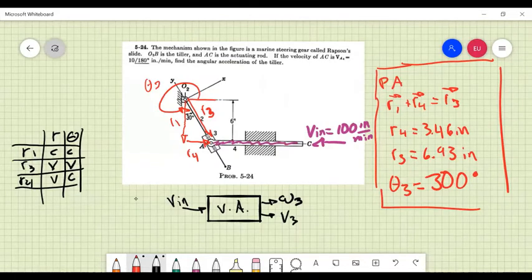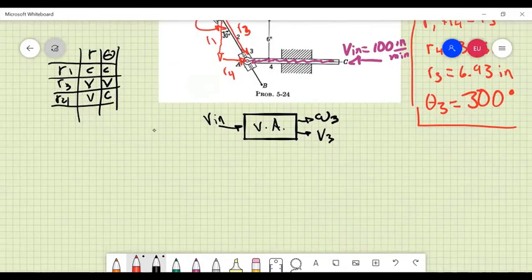Because fixed would mean that the R4 would be fixed to the box, but it isn't. It is restricted only. R4 is representing the displacement of this link. Okay, thank you. No problem.